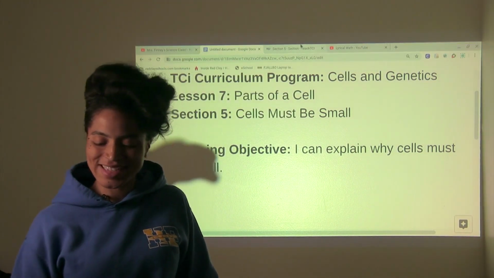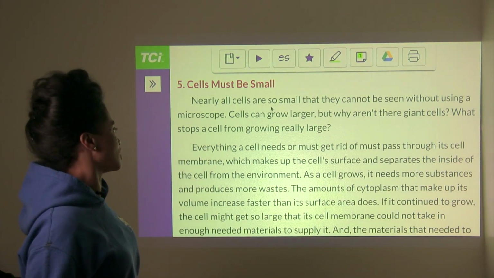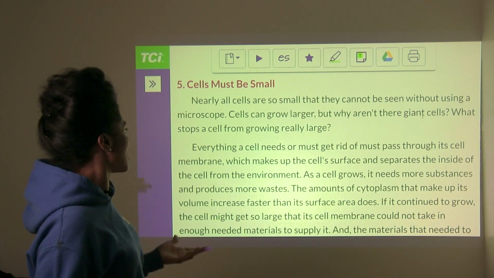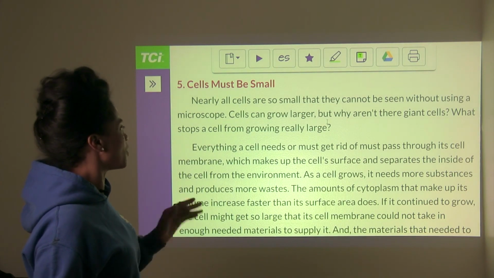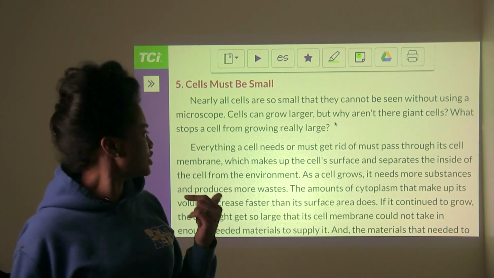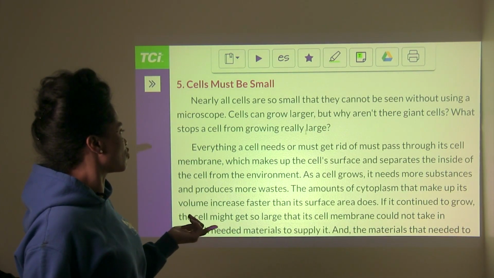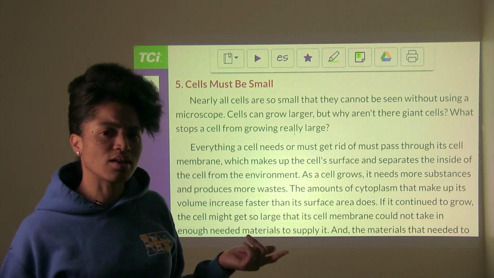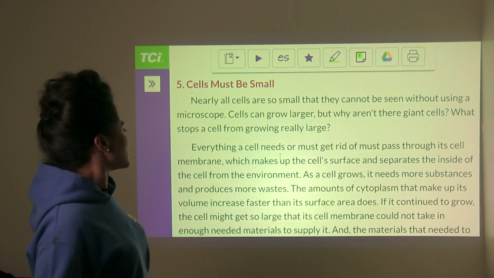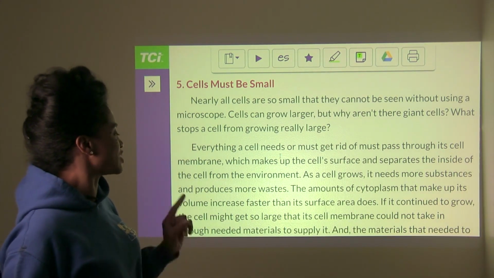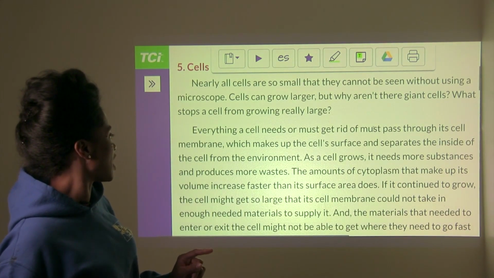Let's get into it. At the top, it tells us nearly all cells are so small that they cannot be seen without using a microscope. Cells can grow larger, but why aren't there giant cells? What stops a cell from growing really large? Those are our essential questions for today. Everything a cell needs or must get rid of must pass through its cell membrane, and we talked about the cell membrane in our previous lesson.